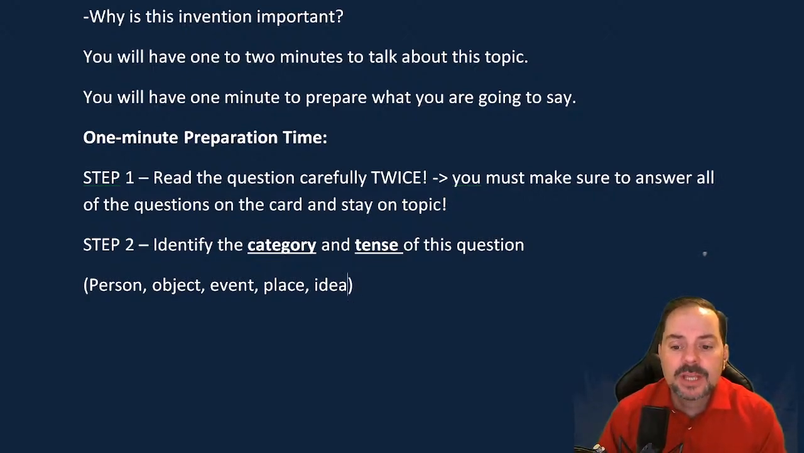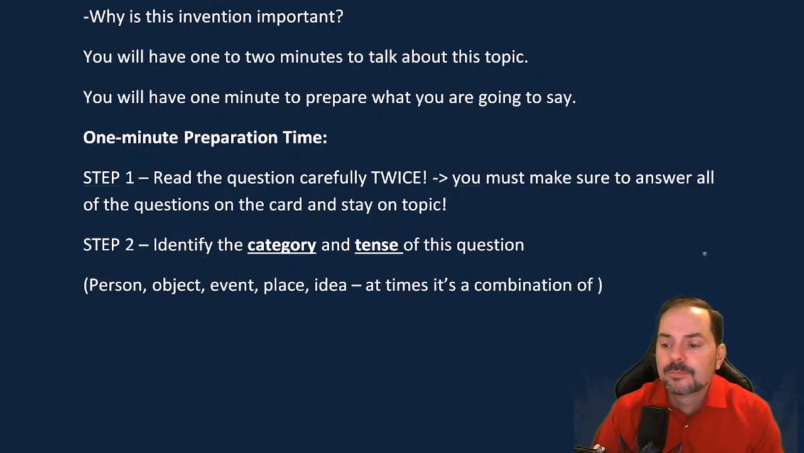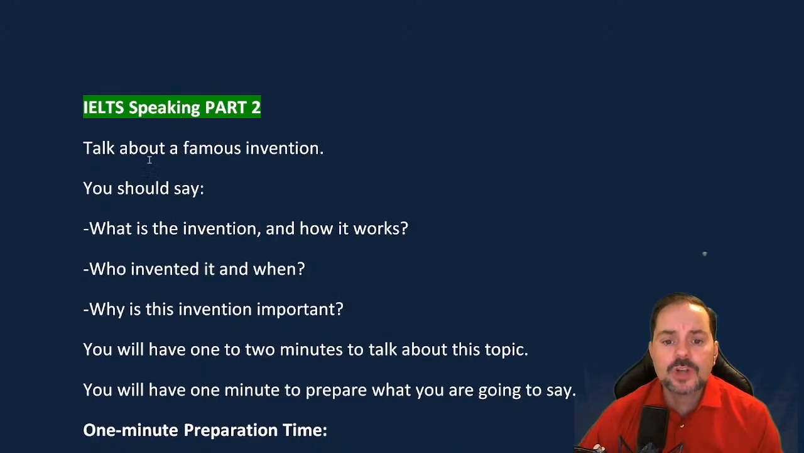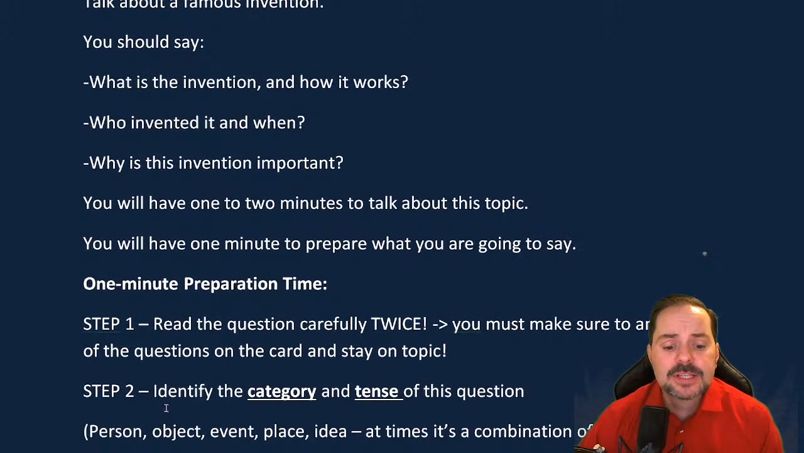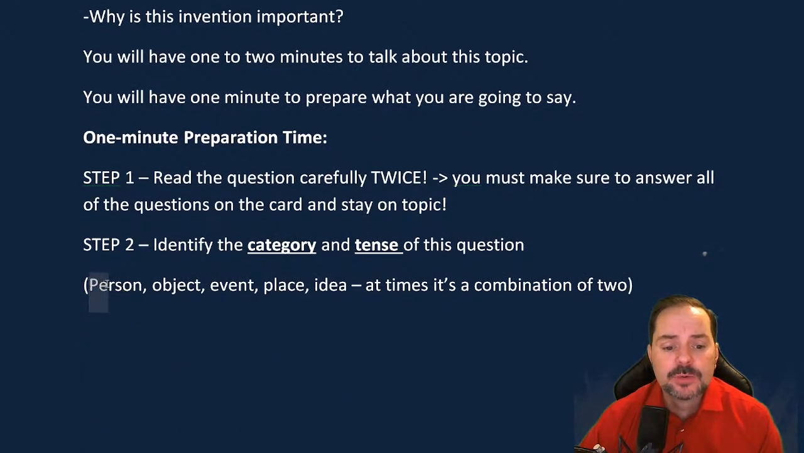Now, sometimes it's a combination. It's a combination of 2. Okay. All right. So in this situation, talking about a famous invention, okay, which of these topics is the main one? So which of these categories? Are we talking about a person? Are we talking about an object? Are we talking about a place, an idea? So which of these is the main one, okay?